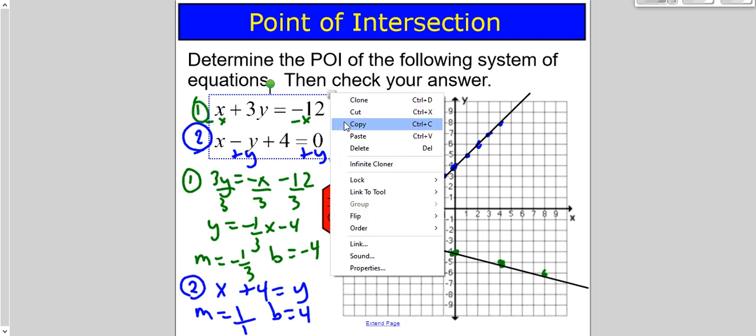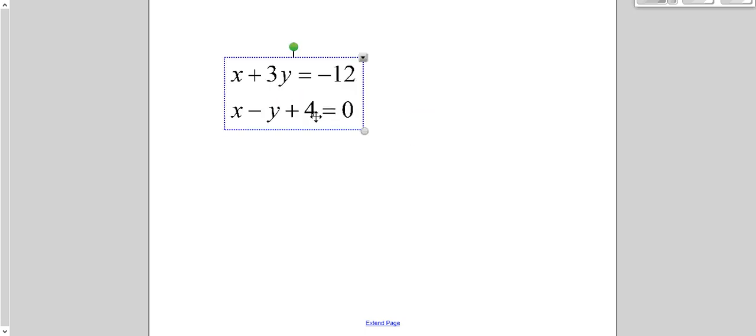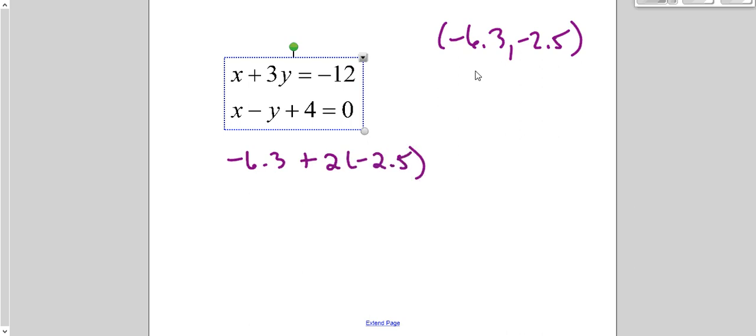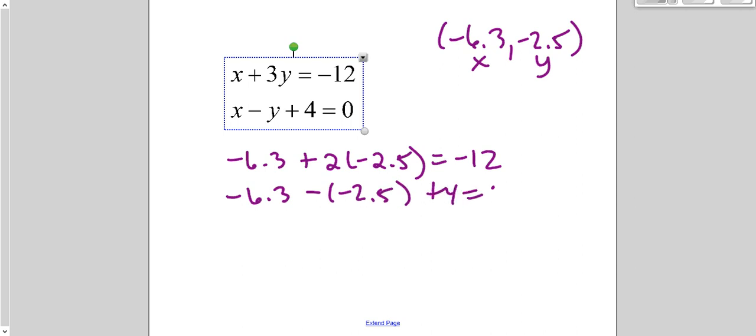So let me just copy these equations so we can do a check. Okay, so I had said our point of intersection was at negative 6.3, negative 2.5. And so negative 6.3 plus 2 times negative 2.5. Remember, this is your x and this is your y. So wherever there's an x, I can put in that value, and wherever there's a y, I can put in that negative 2.5 value. Negative 6.3 minus negative 2.5 plus 4 equals 0.